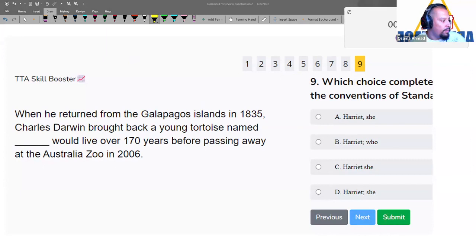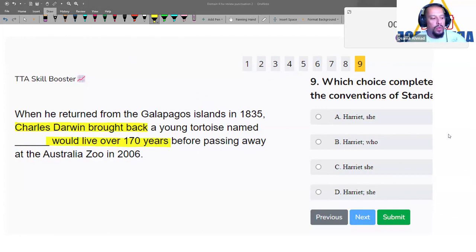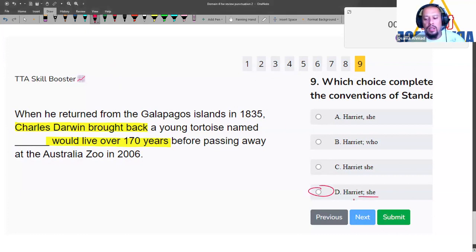It starts at water of. There's another one before that. So Charles Darwin brought back. Yeah, Charles Darwin brought back, and then she would live over 170 years. So how many independent ideas do we have here, sir? Two. We have two. So it should be what? So it should be D. D, exactly.